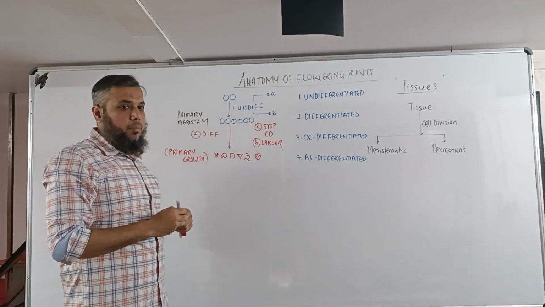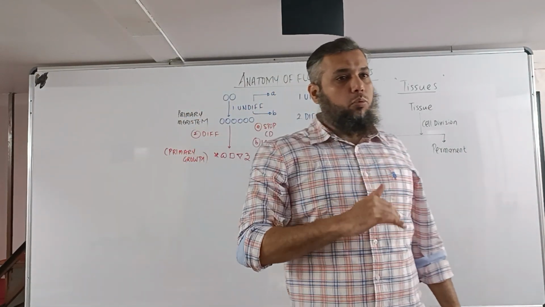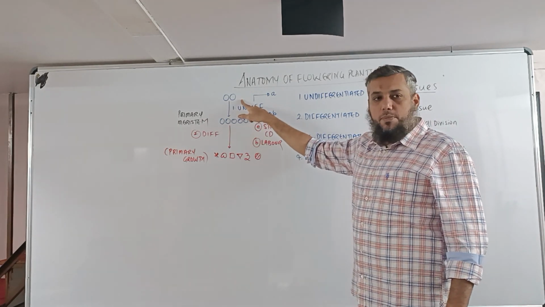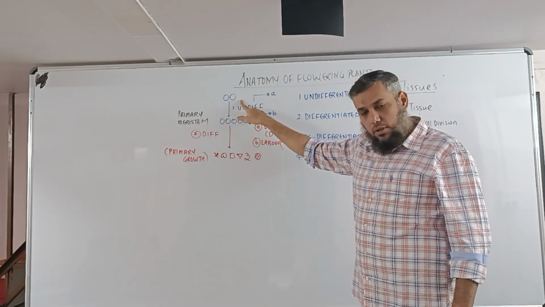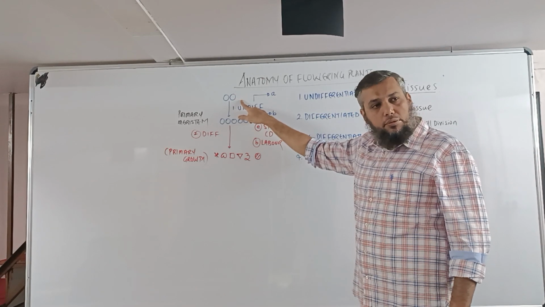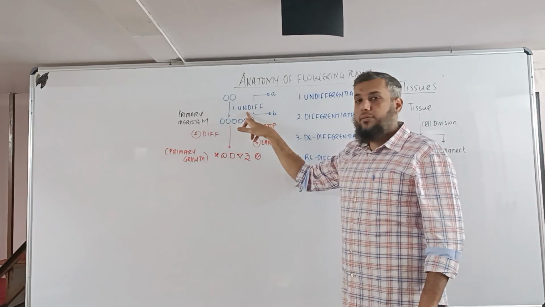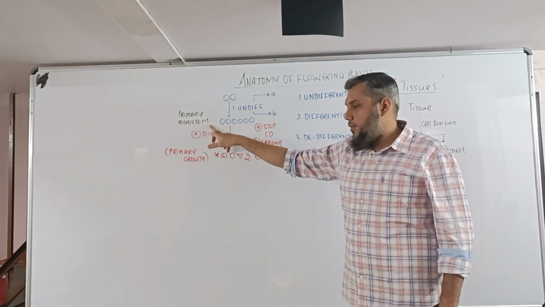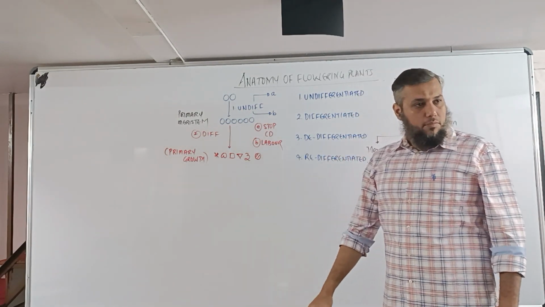What do you call it? Primary meristem. So I'll break it up once again. All the sub cells are the same, and they keep on undergoing cell division. So they are called undifferentiated cells, or they are also known as primary meristem.